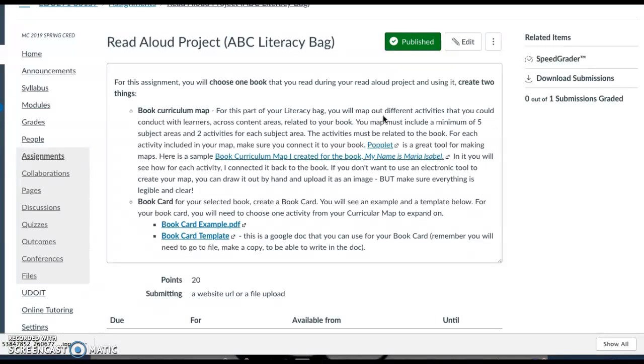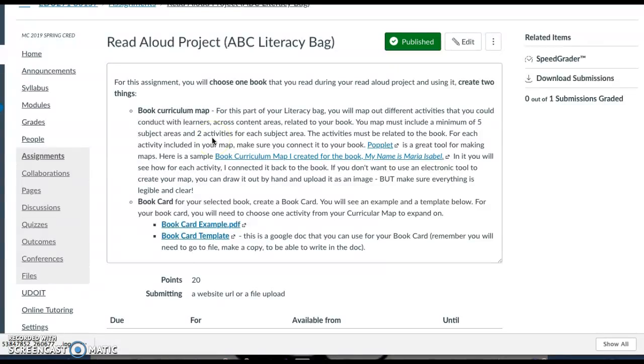A whole unit means all the different types of curriculum: math, science, ELA, social studies, all of those things are curriculum. So you need to create a map that has 2 lessons for each of the curriculum, or 2 activities for each subject area. Your map has to include a minimum of 5 subject areas. This is math, English or ELA, science, social studies, and then you can do one such as art or drama, or even maybe PE or music, something like that. Those should be the 5 subject areas that you're considering.